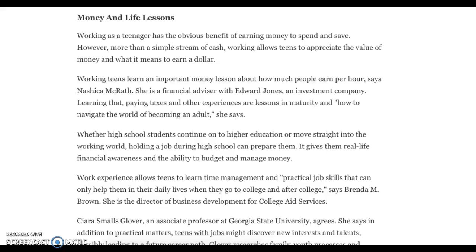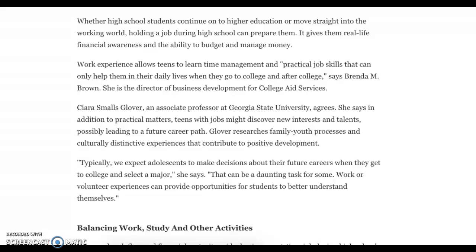Working teens learn an important money lesson about how much people earn per hour, says Nashika McGrath. She is a financial advisor with Edward Jones, an investment company. Learning that paying taxes and other experiences are lessons in maturity and how to navigate in the world of becoming an adult, she says. Whether high school students continue on to higher education or move straight into the working world, holding a job during high school can prepare them. It gives them real-life financial awareness and the ability to budget and manage money.